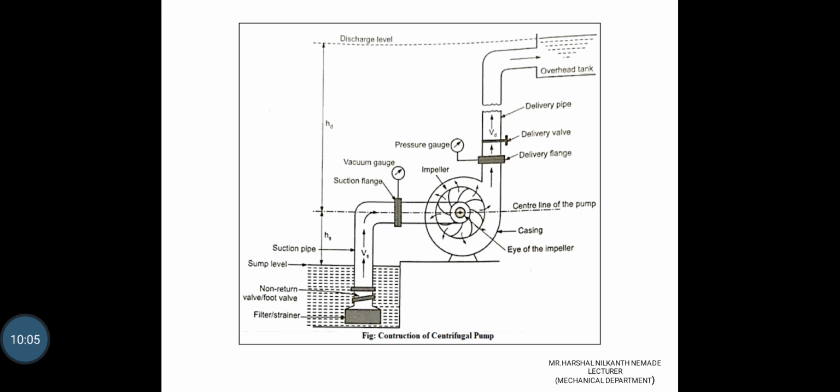So you may see in the figure, there is a casing. Inside the casing the impeller is there. At one end, the water is getting sucked from the sump through the pipe which is dipped in the sump. At the end of the pipe there is a strainer and non-return valve. And at the delivery side we may see the overhead tank where the water is getting stored.